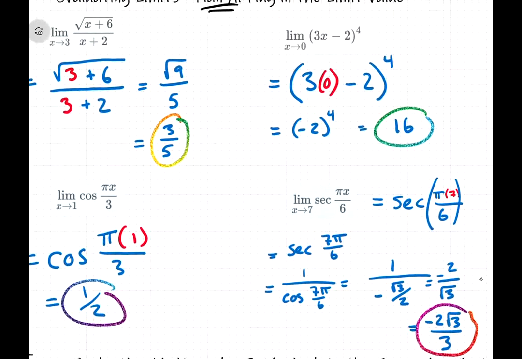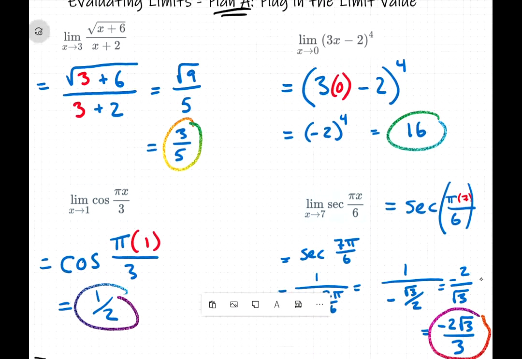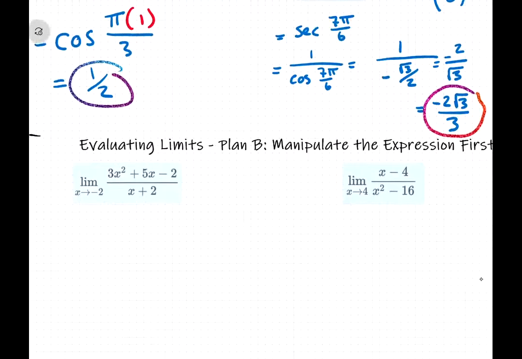Okay, so plan A, this should be the first thing you attempt in evaluating a limit. Can I directly substitute the limit value? Now let's look at some examples where that does not work.